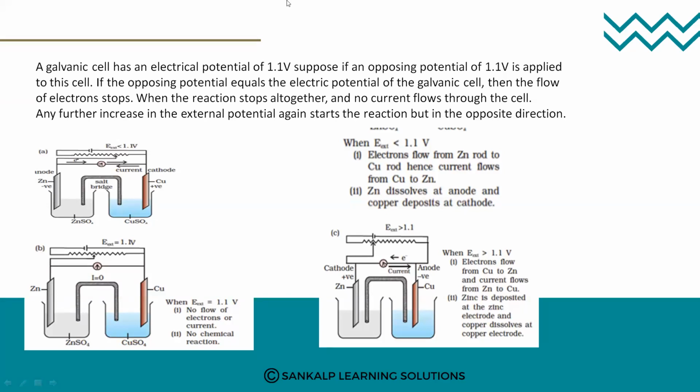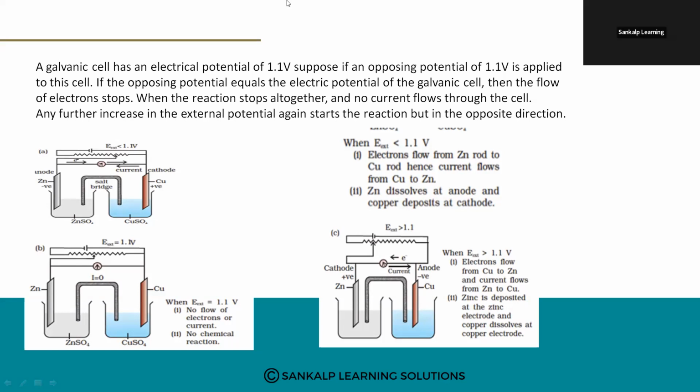If I put a higher voltage than 1.1 volts, what will happen? It will oppose, and the flow of electrons will stop. If the current is flowing in one direction, the electrons will be flowing in the other direction, right? So when the external potential is opposing the cell's potential, what will happen to the galvanic cell? Then the flow of electrons will stop, and the current flow through the cell will also stop.